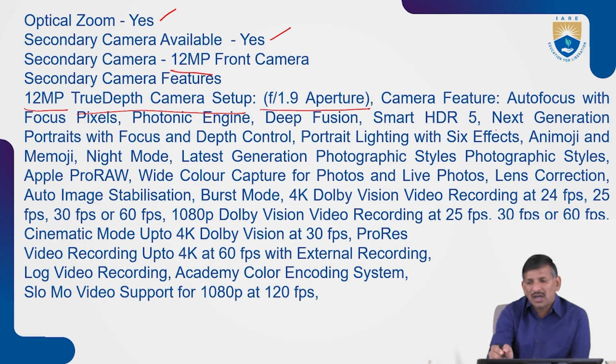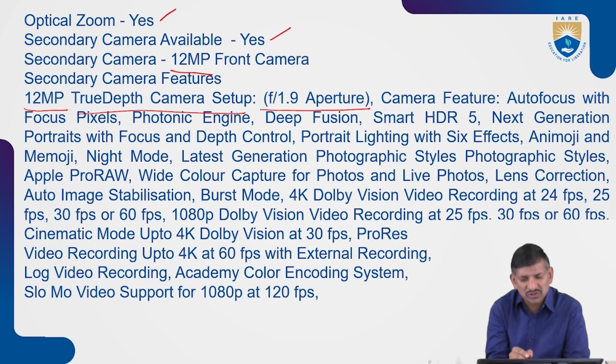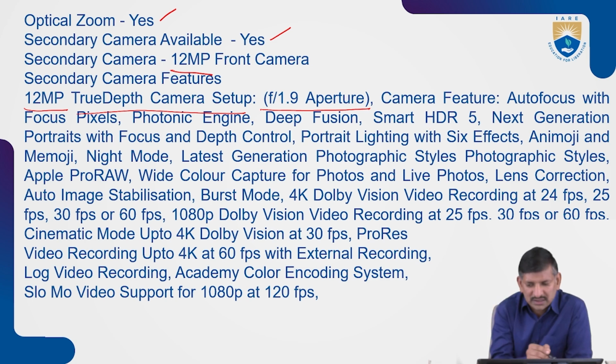Camera features are autofocus with focus pixels, Photonic Engine, Deep Fusion, Smart HDR 5, next generation portraits with focus and depth control, portrait lighting with six effects, Animoji and Memoji, night mode, and the latest generation photographic styles. All these are available in the front camera of the iPhone 16 Pro.